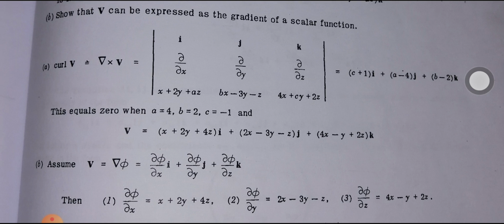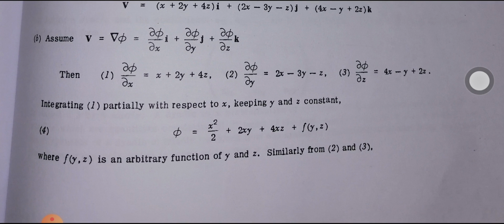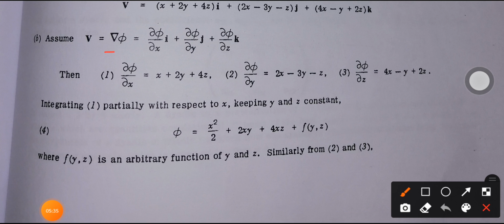Now in the second part, we have to show that v can be expressed as a gradient of a scalar function. So we are going to assume that v is equal to the gradient of some scalar function, and the scalar is assumed to be phi over here, that is v is equal to del of phi.